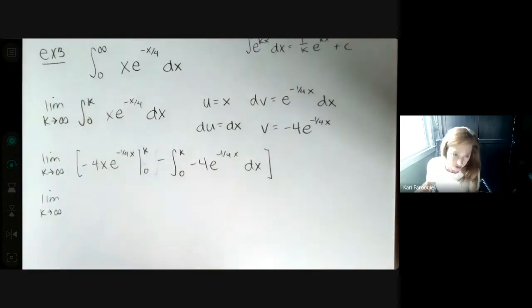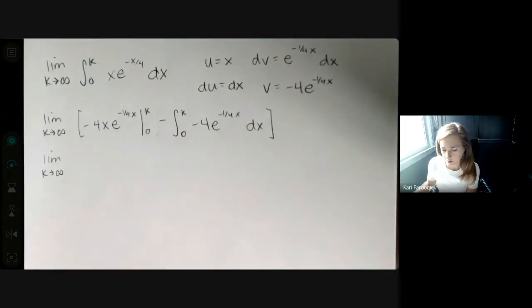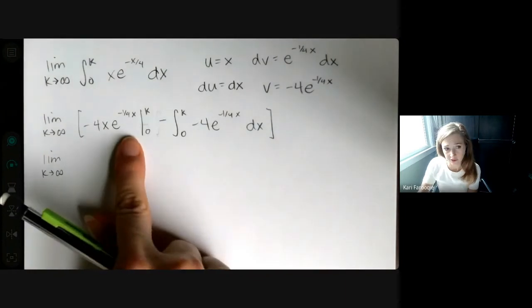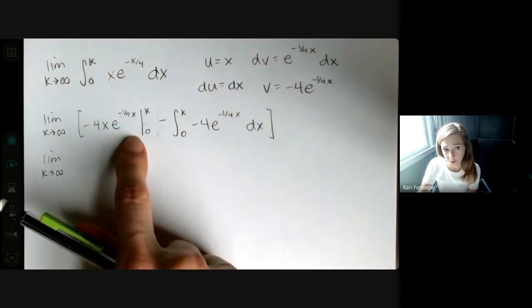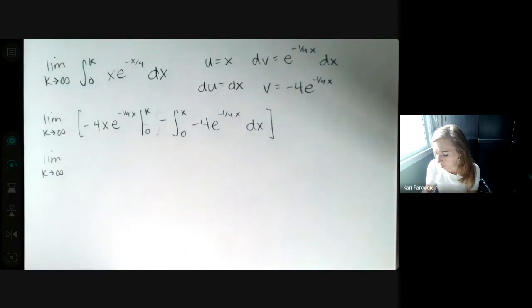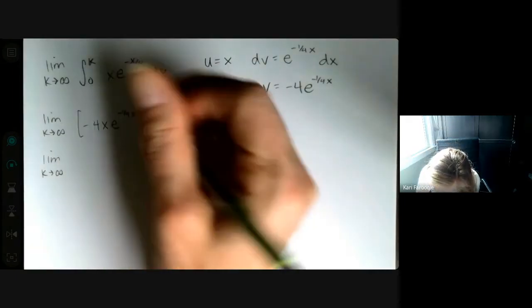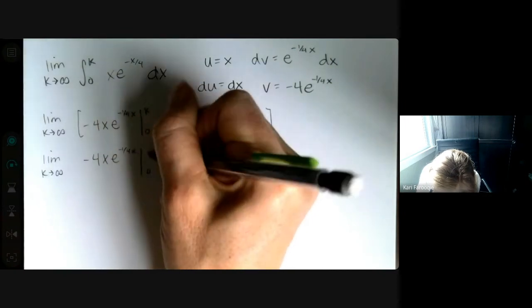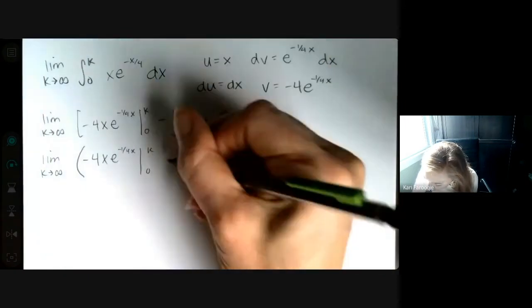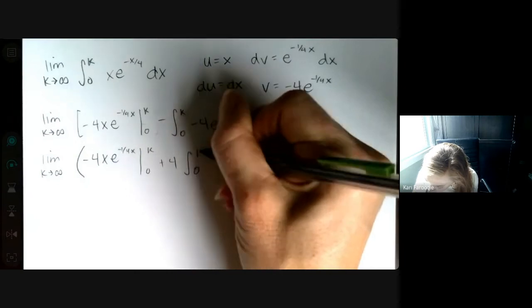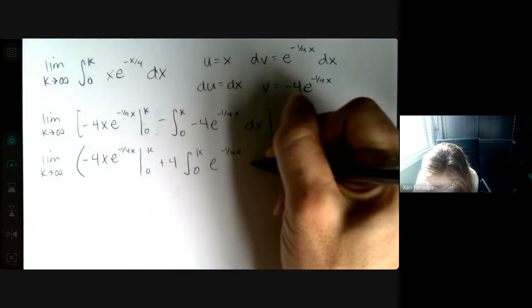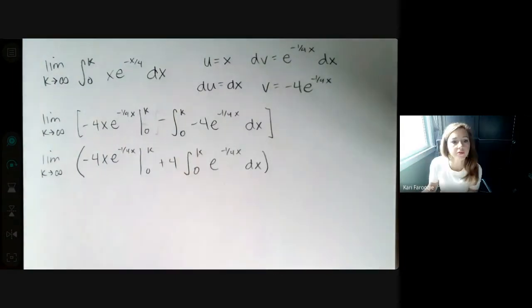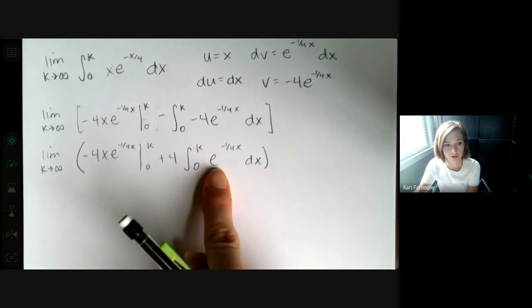I had gotten some feedback, not a lot, but some, that it was easier to just wait until the end to evaluate this. So I'm going to hang on to this for a minute so you don't have parts of this in x and part of it in k. Okay, so you'll have negative 4x e to the negative 1/4 x from 0 to k plus 4 times the integral from 0 to k of e to the negative 1/4 x dx. And now we're going to integrate this function.